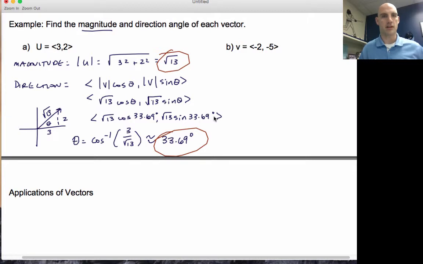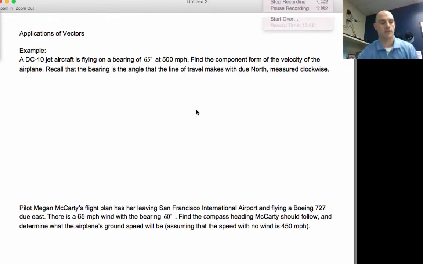And my magnitude is 13, okay? That's all there is to it, fellas and ladies. That's it. That's all there is to it. We've got a couple of examples here.